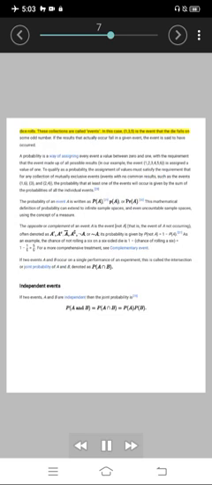These collections are called events. In this case, {1, 3, 5} is the event that the die falls on some odd number. If the results that actually occur fall in a given event, the event is said to have occurred. A probability is a way of assigning every event a value between 0 and 1, with the requirement that the event made up of all possible results is assigned a value of 1. In our example, the event {1, 2, 3, 4, 5, 6} is assigned a value of 1.